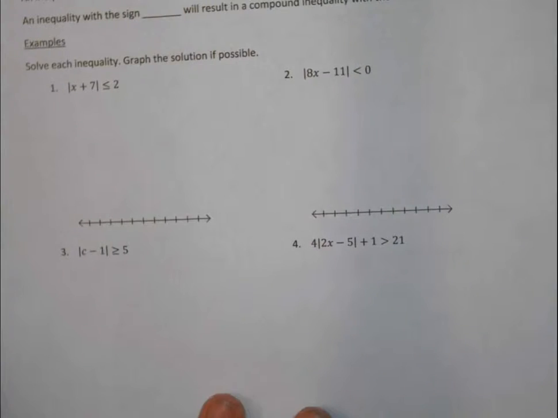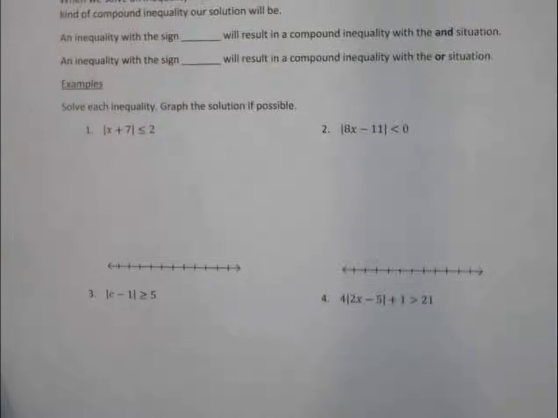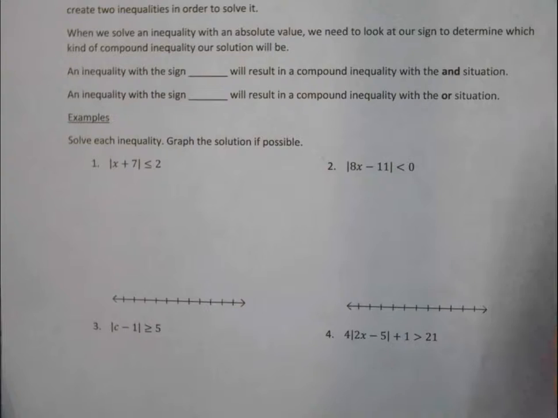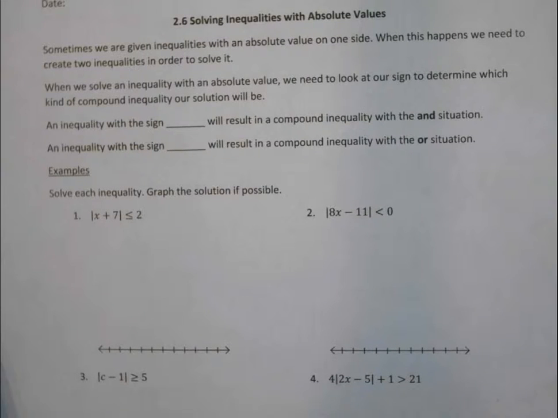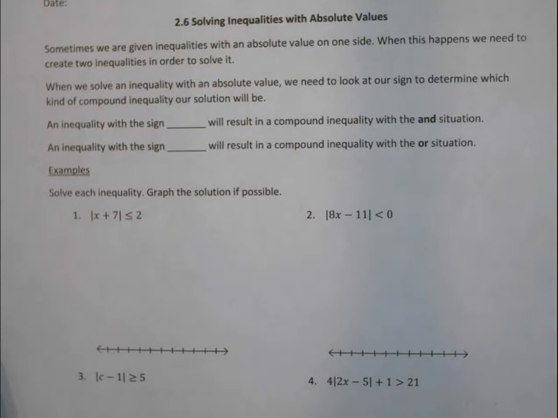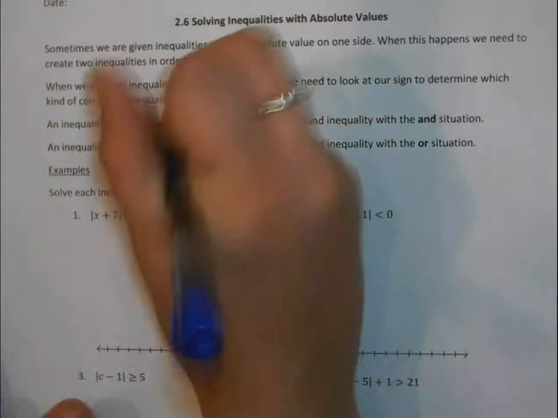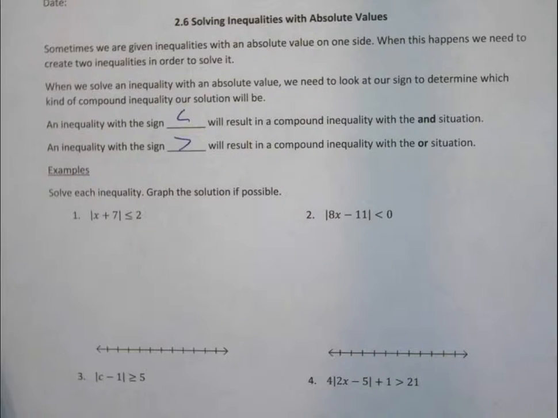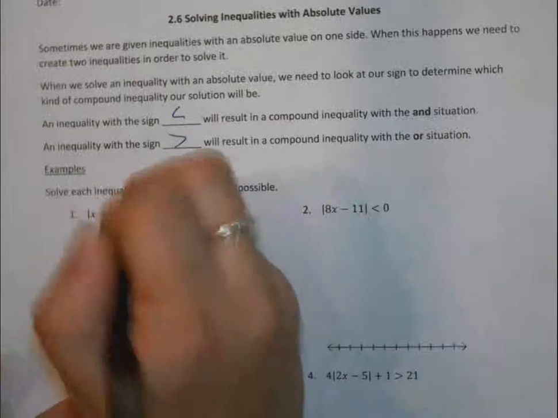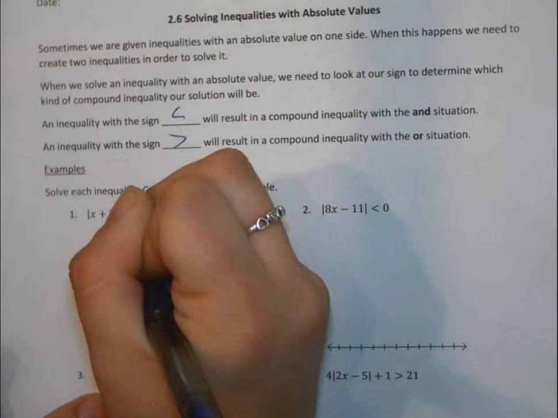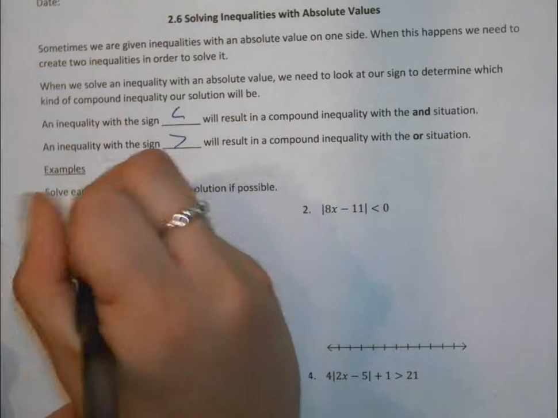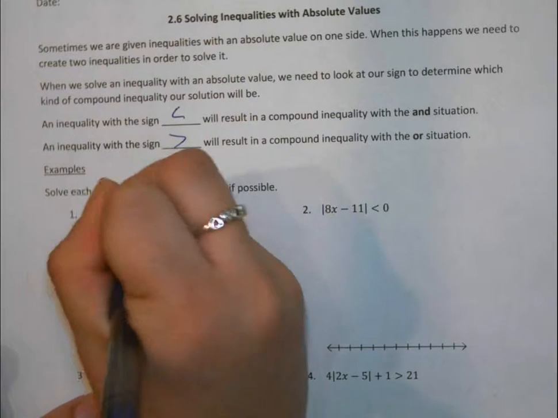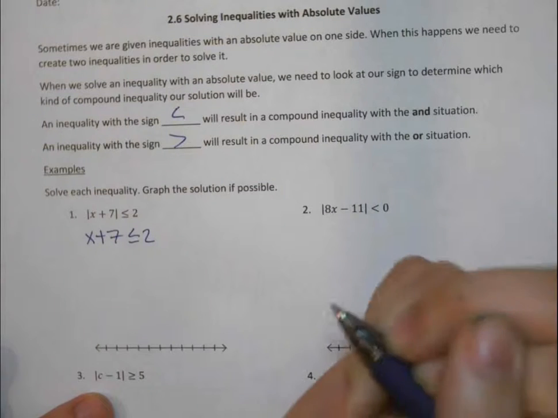Okay. So when we're solving inequalities with absolute values, we need to pay attention to the signs they have. When it has the less than sign, it's going to turn into the AND situation. When it has the greater than sign, it's going to turn into the OR situation. So I'm going to take the inequality and split it into 2 pieces. I have the absolute value of x plus 7 is less than or equal to 2.